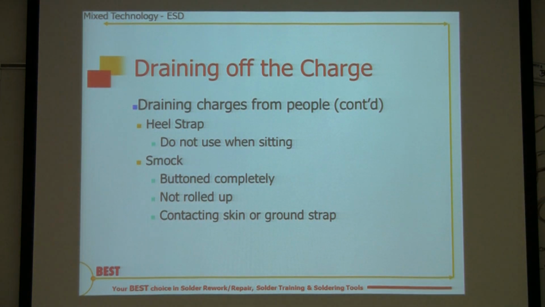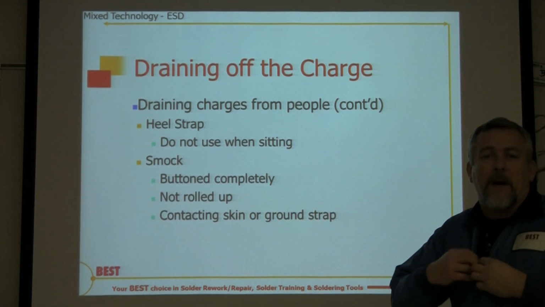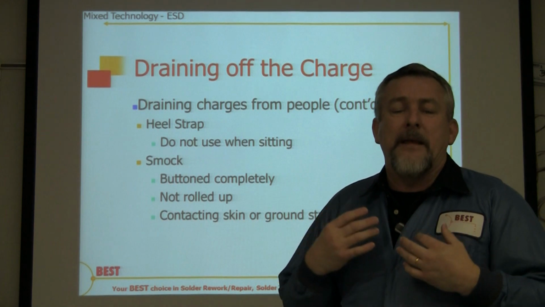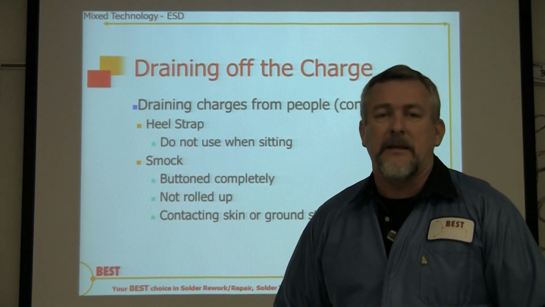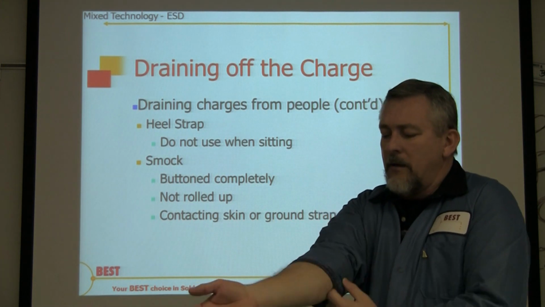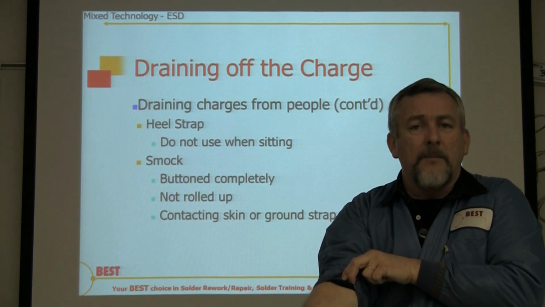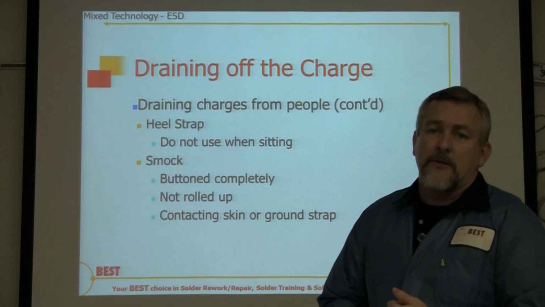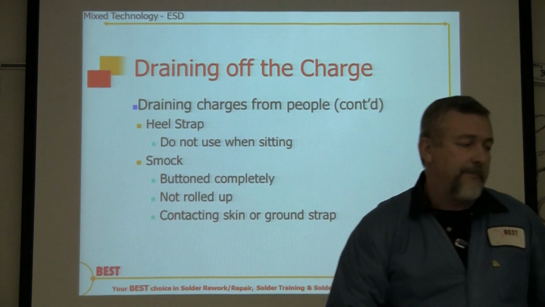It says the smock is the next thing, buttoned up completely. Mine is all the way buttoned up, as you can tell. They do come up higher if you want to buy that kind with the nice little collars and everything like that. It says not rolled up. You don't want them all the way up in here or over the top of your clothing because it's not protecting anything. It says contact skin or ground strap. That's what you want it to do.